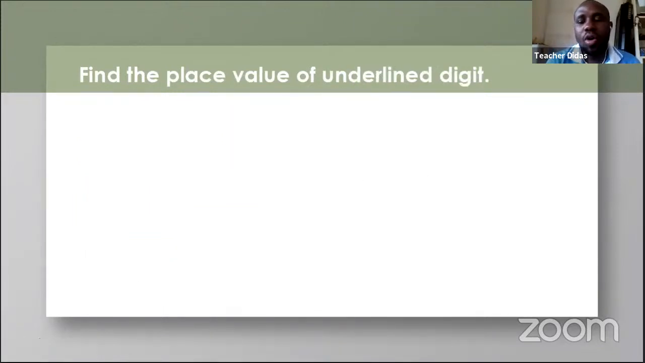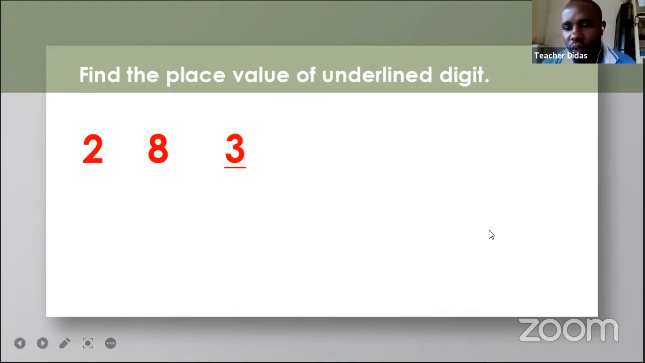Now, they can go on and change. Instead of giving the number in the question, they can say, find the place value of the underlined digit. They can go on and get one number, underline it, and ask you to look for its place value. Like here, I have the number 283, but the number underlined is 3. Okay, so who is going to work it out for us? That's none other than Kayla.